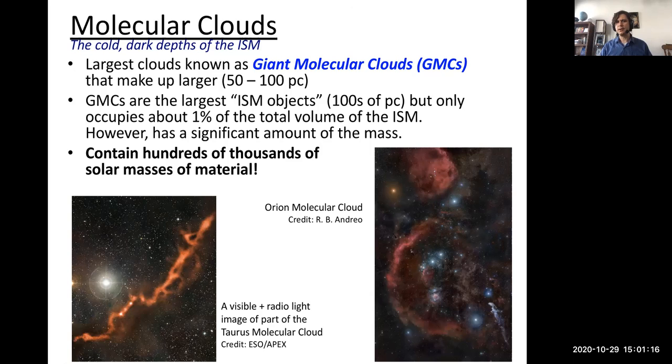However, a significant amount of the mass of the ISM is located in these giant molecular clouds. In fact, the giant molecular clouds within the Milky Way galaxy contain enough material to form hundreds of thousands of suns. So these giant molecular clouds really can produce a large number of new stars.